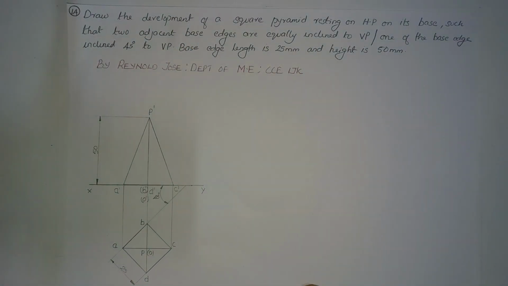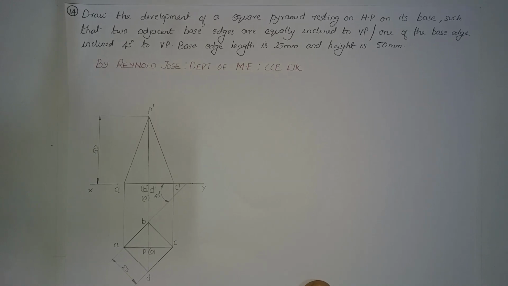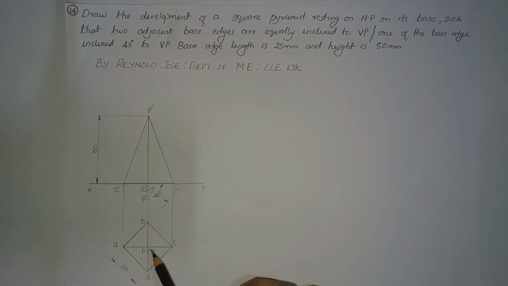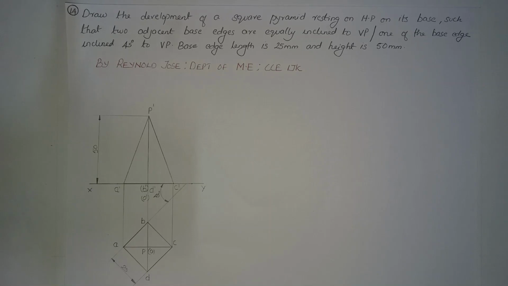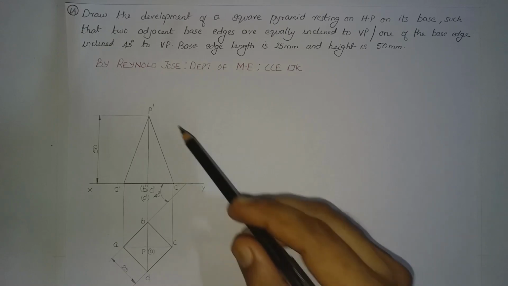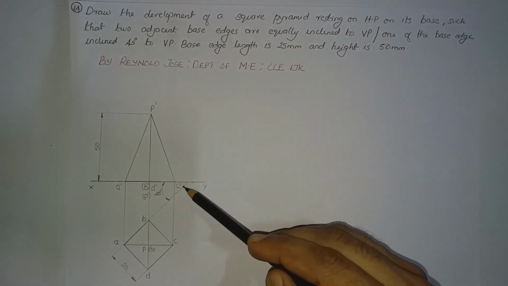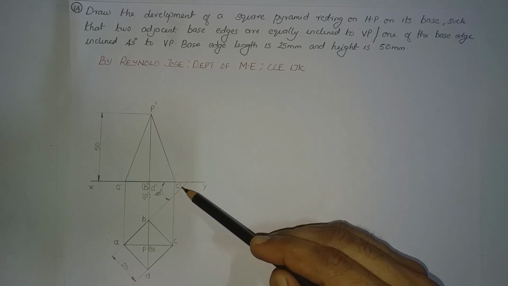Our next step is drawing the development of this solid. For drawing the development, we require the true length of a slanting edge. It has 4 slanting edges, which are PA, PB, PC and PD. Out of these, PA and PC are parallel to the XY line in the top view, so their respective front views, P dash A dash and P dash C dash, show true lengths. So the true length of the slanting edge is already available directly in the front view, and we need not find it by any other procedure.